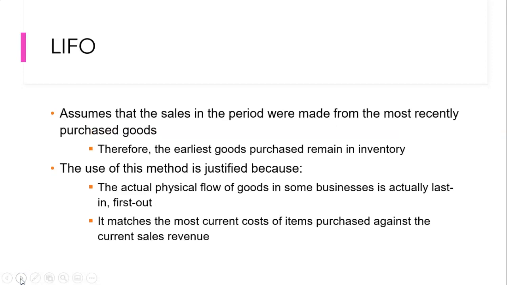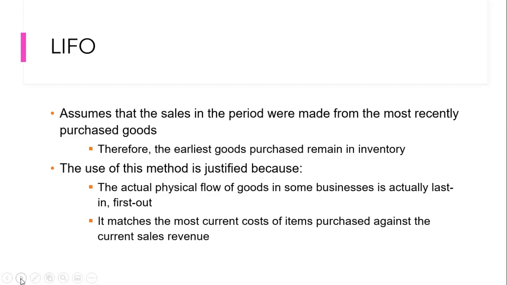LIFO assumes that the sales in the period were made from the most recently purchased goods. The earliest goods, the oldest goods purchased, are those that remain in the ending inventory in the store, as opposed to getting sold. Some justify the use of this method because the actual physical flow of goods in some businesses is actually last in, first out.